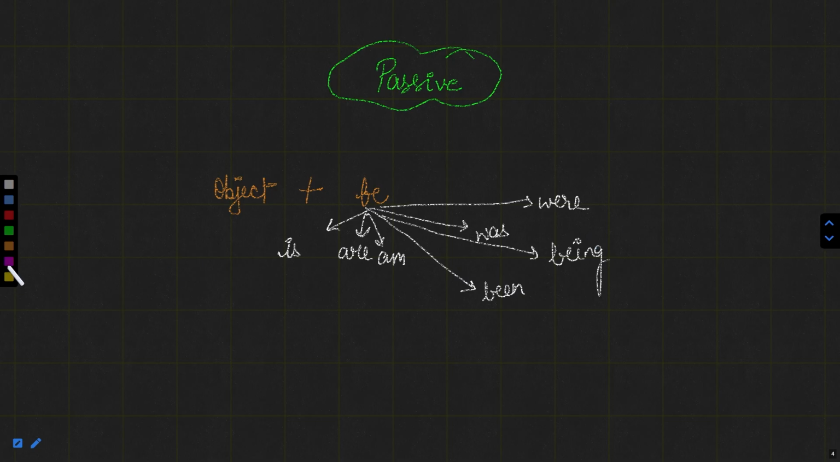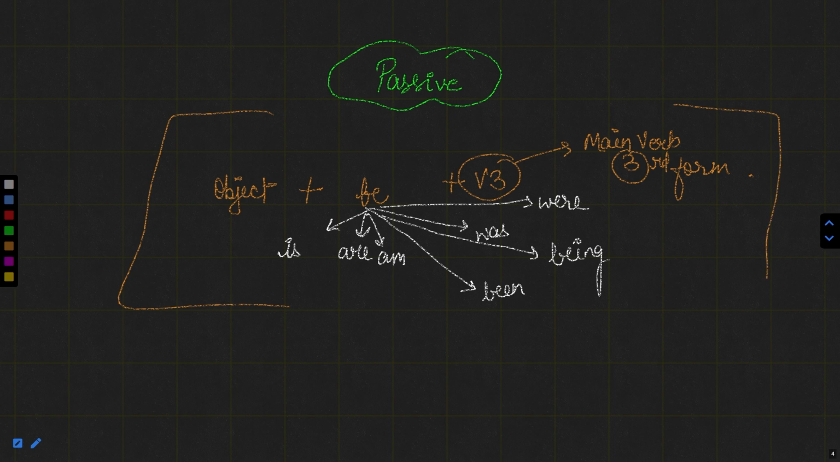And after that, what we need is the verb third form. This will be the third form of the main verb. So these three things are the actual requirements to convert an active sentence into passive voice. Just keep in mind that this is very, very important to convert an active sentence into passive voice.